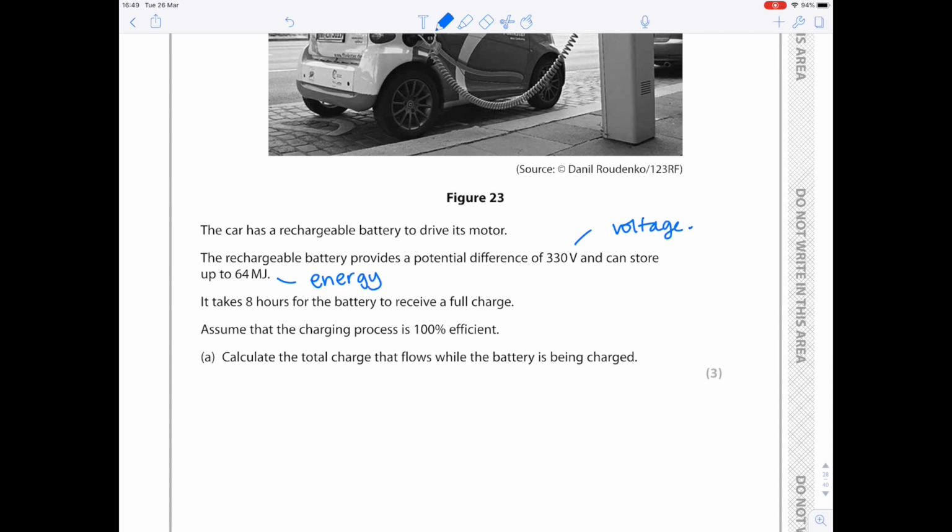It takes 8 hours for the battery to receive a full charge. There's your time. Assume that the charging process is 100% efficient. Calculate the total charge that flows while the battery is being charged. So we're looking for charge.